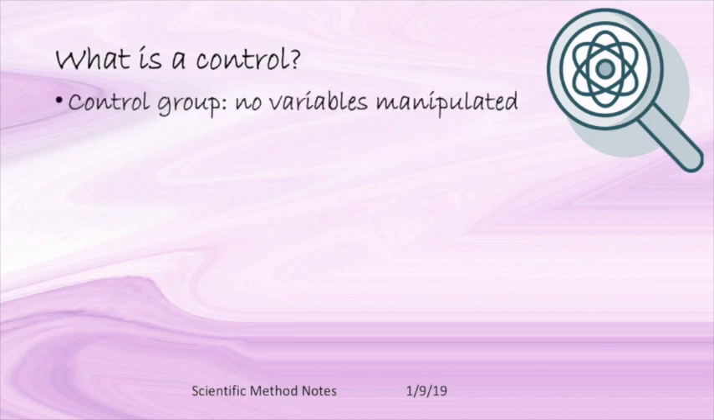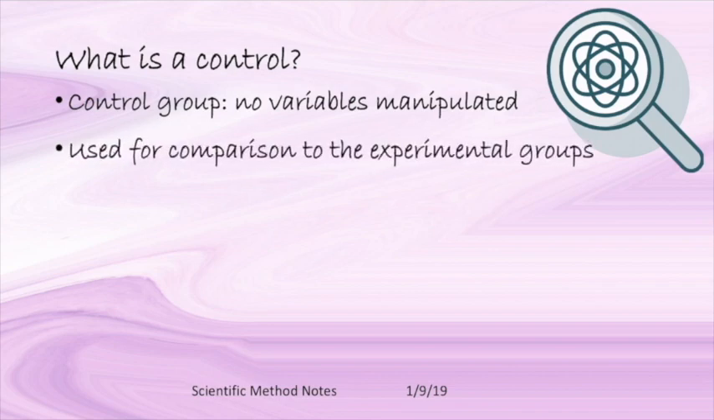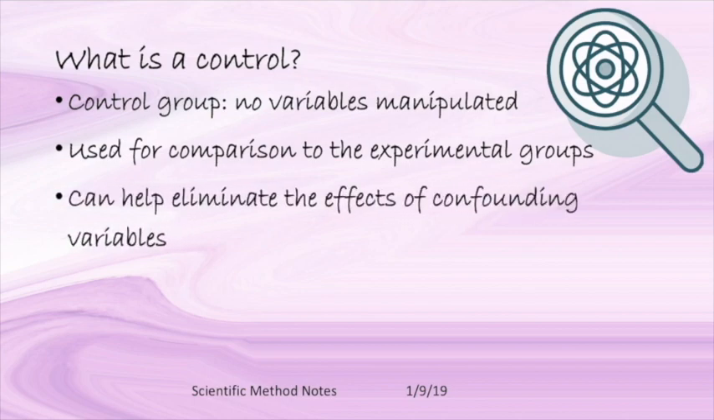There are also controls. So these are something that you don't change so that you know if your experiment or what you tested caused the result that you wanted. So it's used for comparison to experimental groups and can help eliminate the effects of confounding variables.